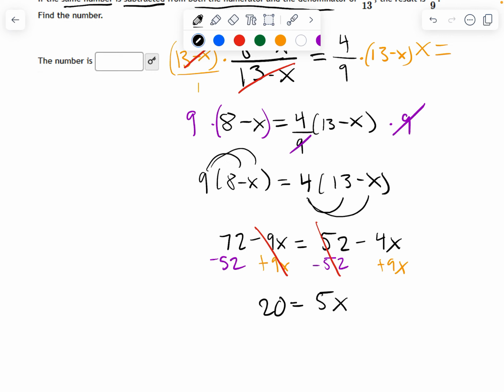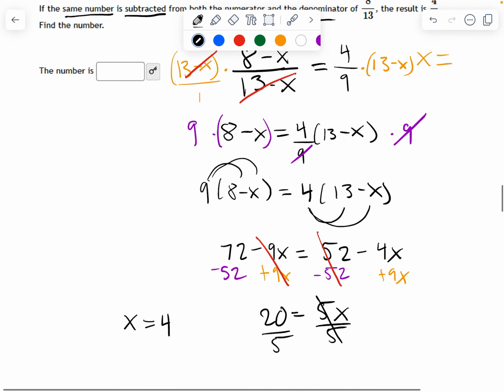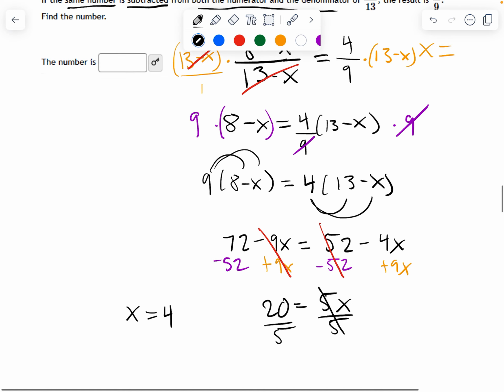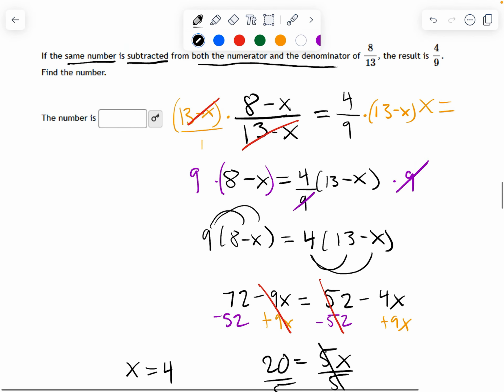So 20 equals 5x. Undo multiplication with division. Divide 5 both sides. So that means that x equals 4. That divides nice and evenly for us, so we don't have to do any kind of rounding, which is nice. Our number is directly 4. That's it. That's our answer.